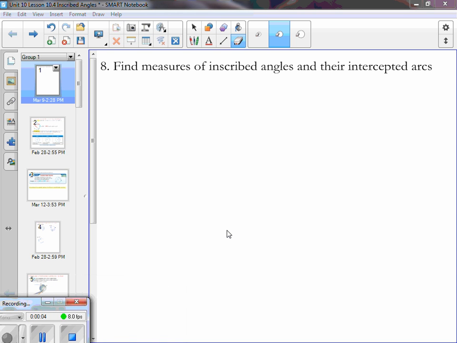On page 709, we just have one learning target. We're going to find measures of inscribed angles and their intercepted arcs. Now, we've found measures of central angles and their intercepted arcs before, that worked out real easy. The measure of the central angle and the measure of the intercepted arc are the same. They're equal. So let's see how this one works out.